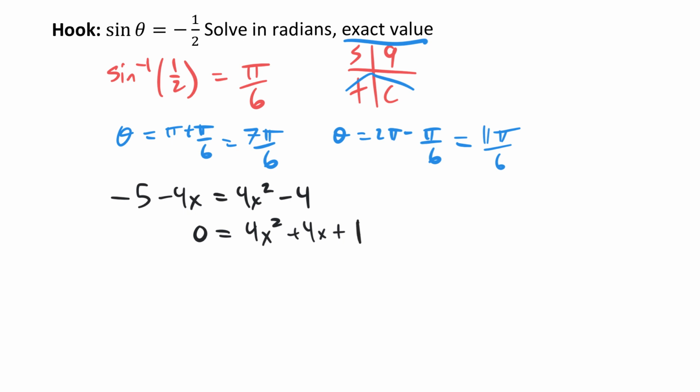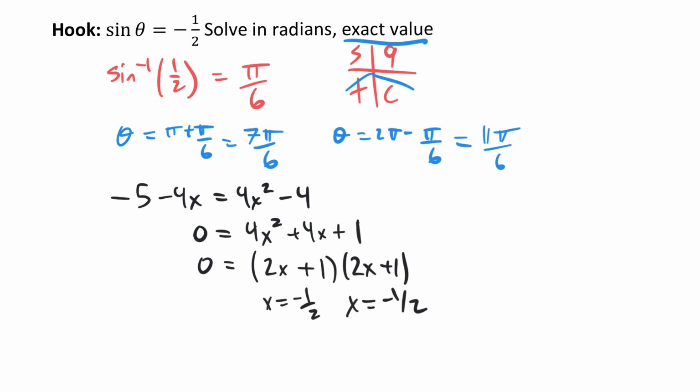Then we're going to go ahead and factor that. So we'll get 2x plus 1, 2x plus 1. And so that means x equals -1/2, and x also equals -1/2.